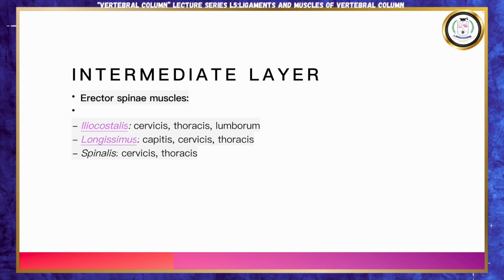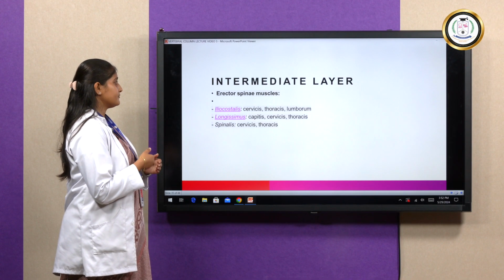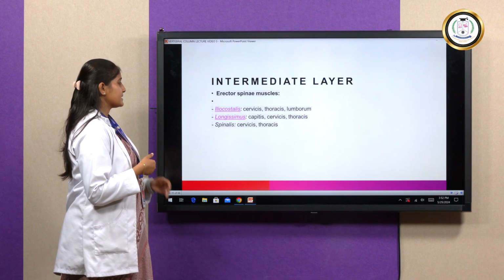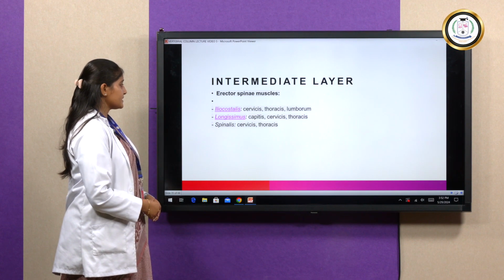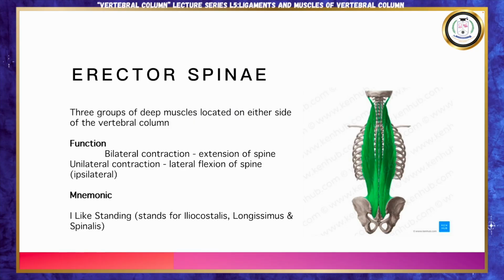So here we have the erector spinae, which is a very important muscle, which has three major muscles in it. The first is the iliocostalis, then we have the longissimus, then we have the spinalis. The erector spinae has three groups of deep muscles located on either side of the vertebral column. The function of the erector spinae is extension of the spine and lateral flexion of the spine.